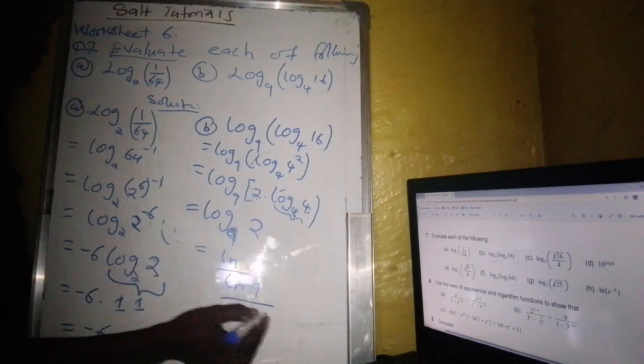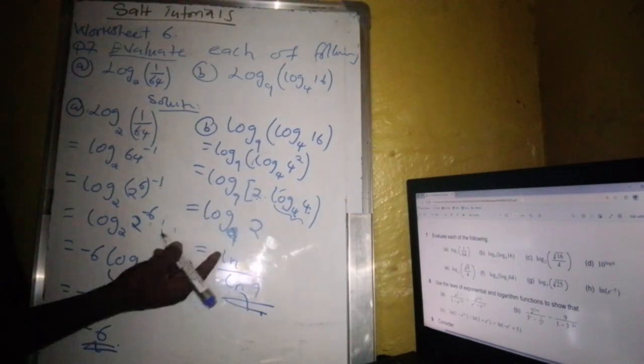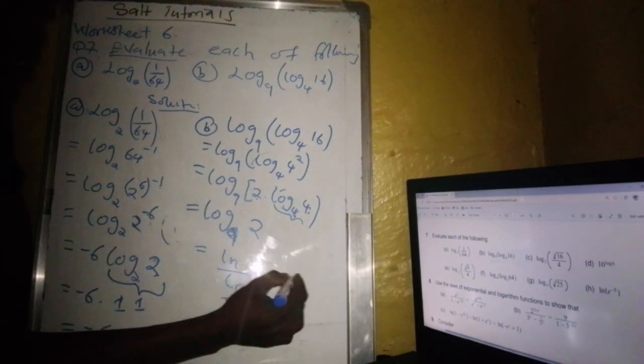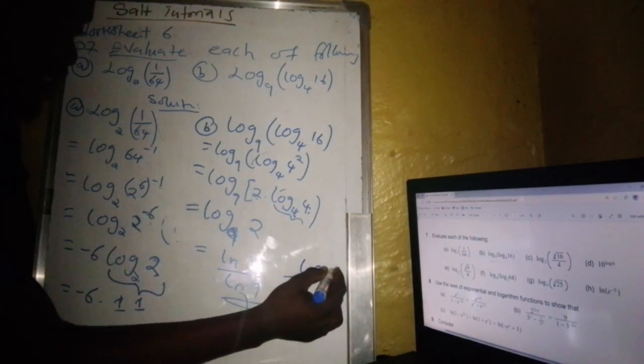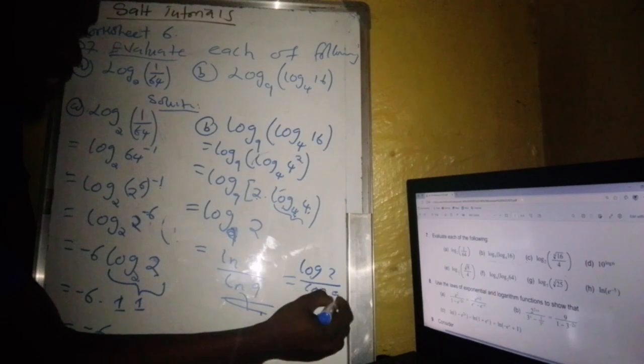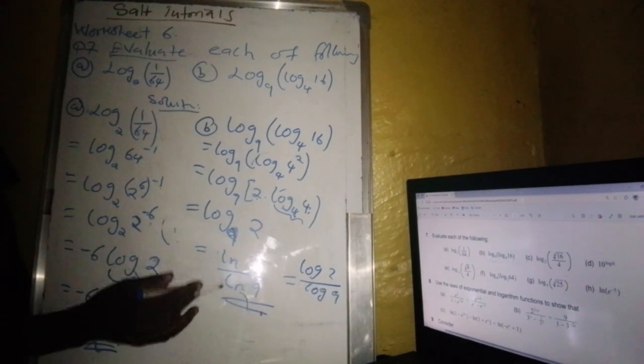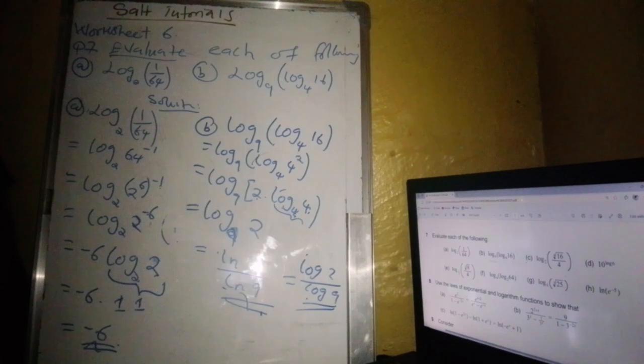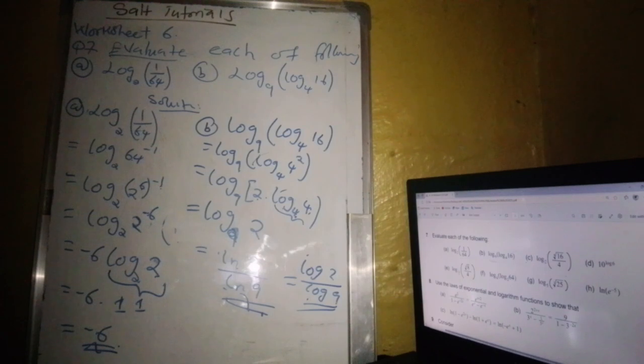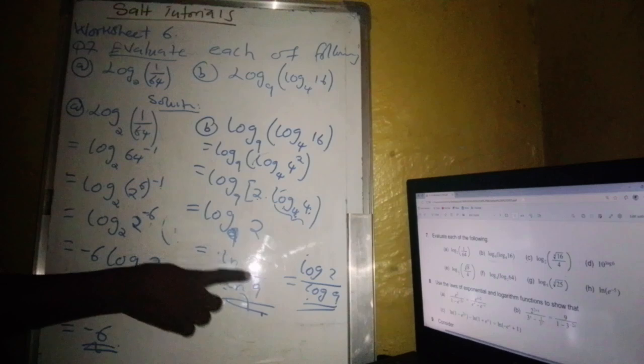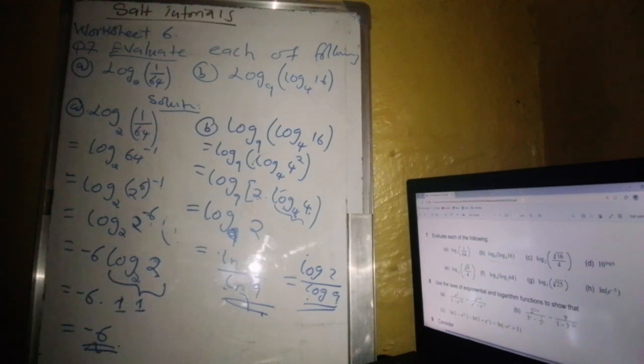Punch it. I don't have a calculator right now. You can punch it. Others would simply convert it to base 10. So this is just the same as saying log of base 10 of 2 over log of base 10 of 9. So either if you use natural log or the log of base 10, you still have the same answers. You can confirm on your calculators. You've evaluated. Evaluate means find the value, and in this case our values are -6 for the first one and natural log of 2 over natural log of 9 for the second one.